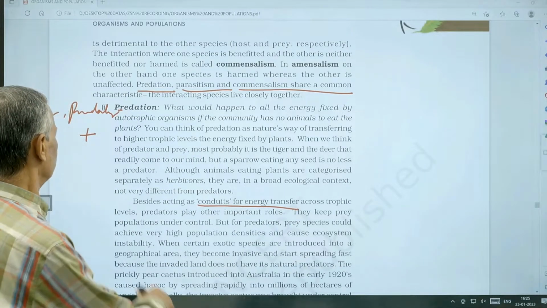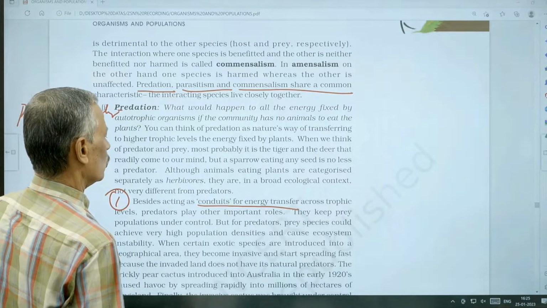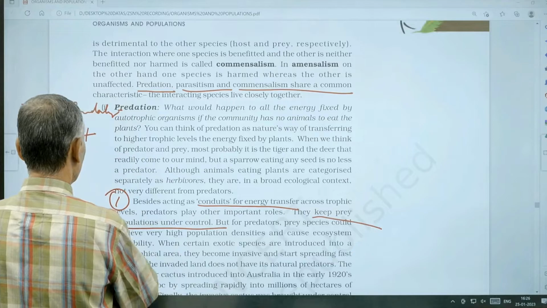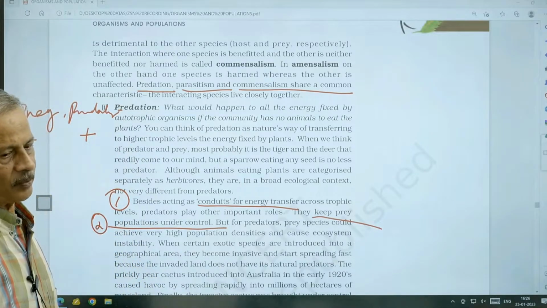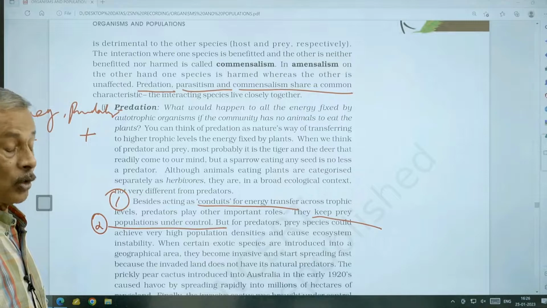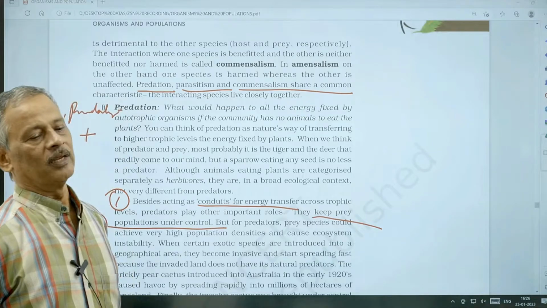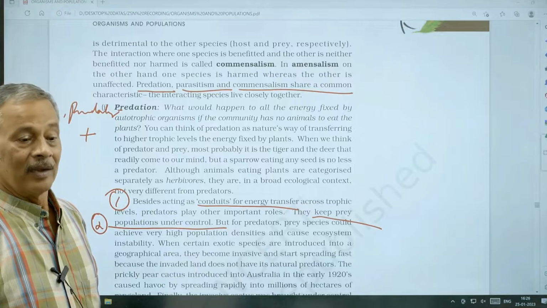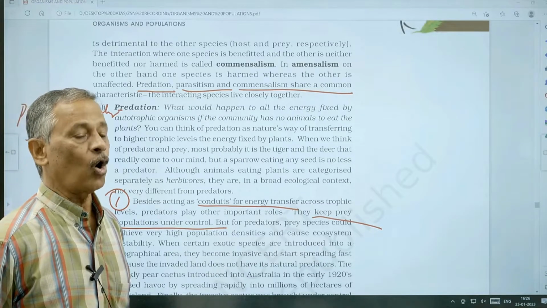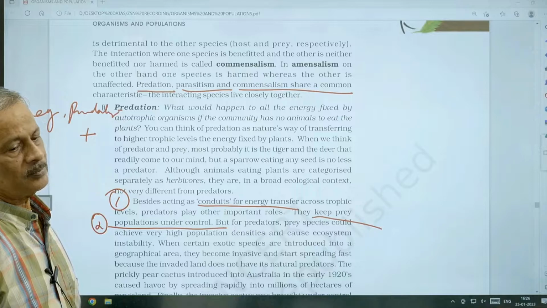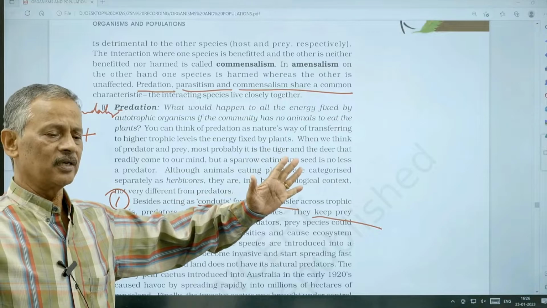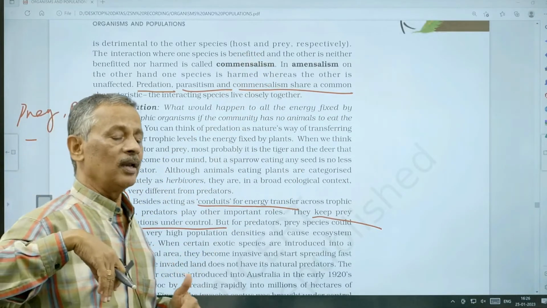That is number 1 significance. Number 2, they keep the prey population under control. If there is no enemy, no predator, the population will grow uncontrollably. This is what is explained by the introduction of a prickly pear cactus to Australia by the British. This cactus became so invasive, it began to spread to other cultivable land also.